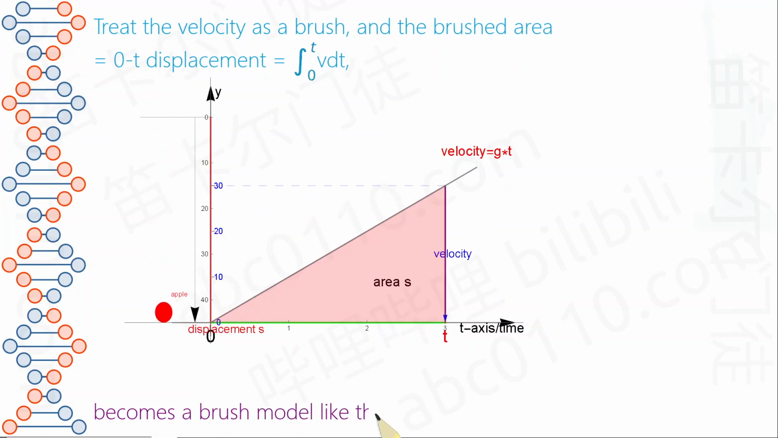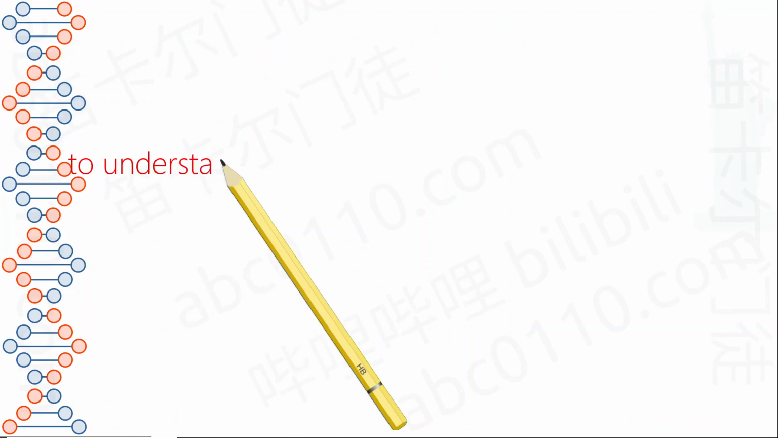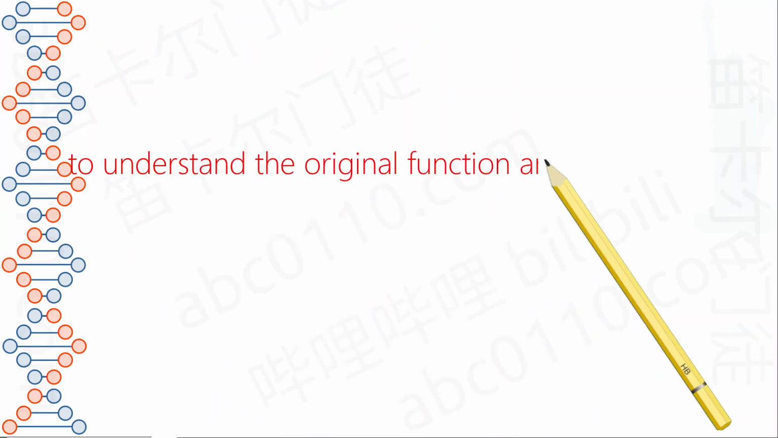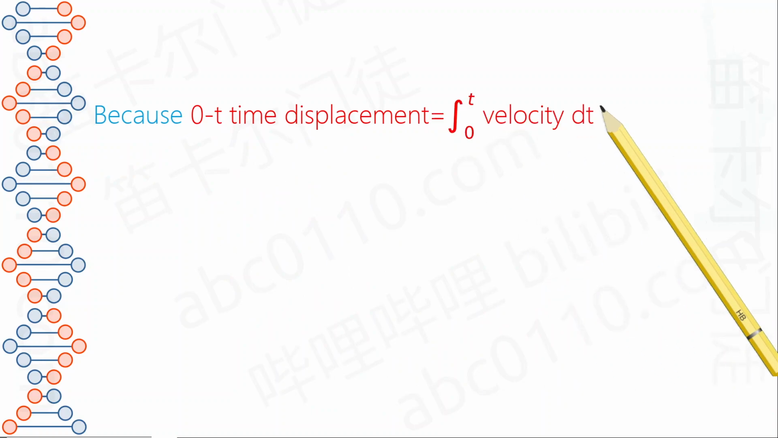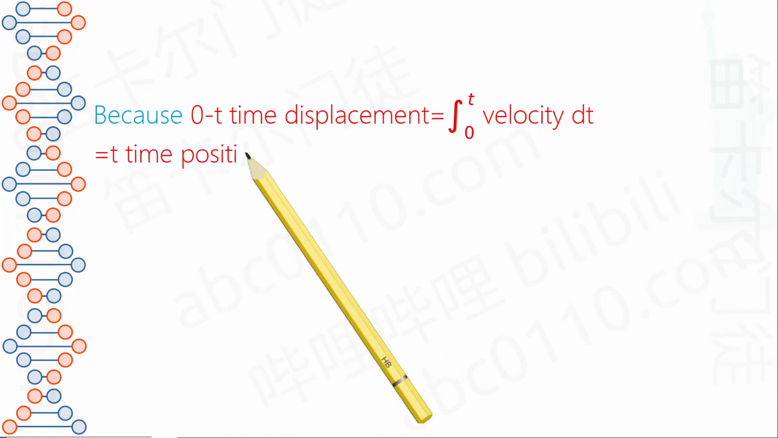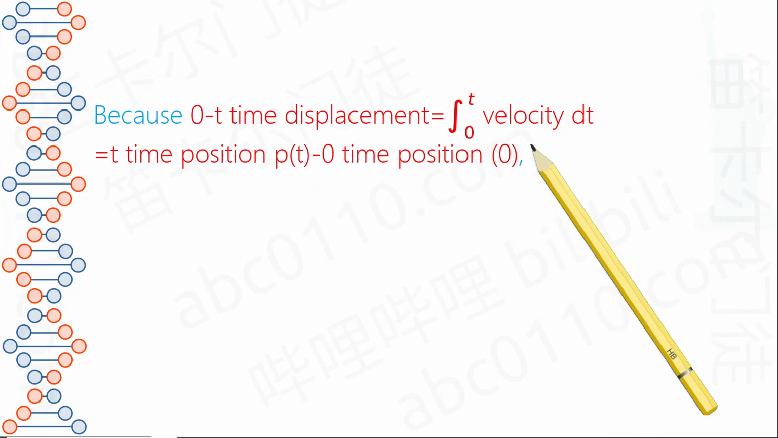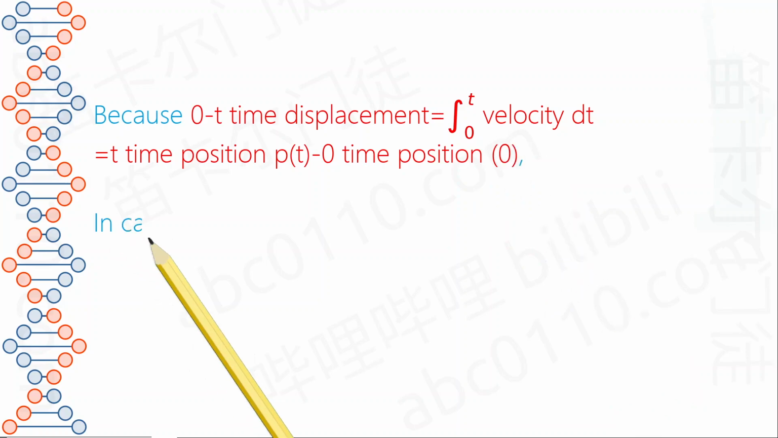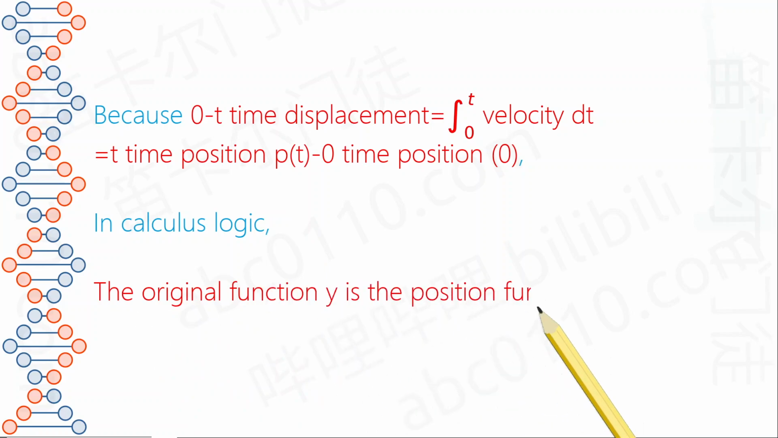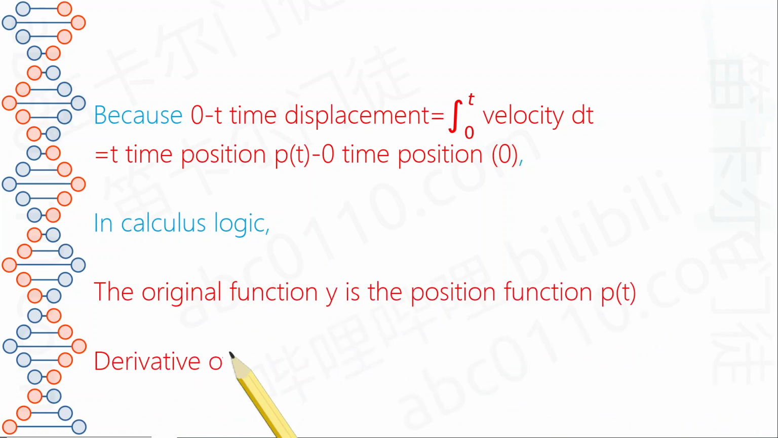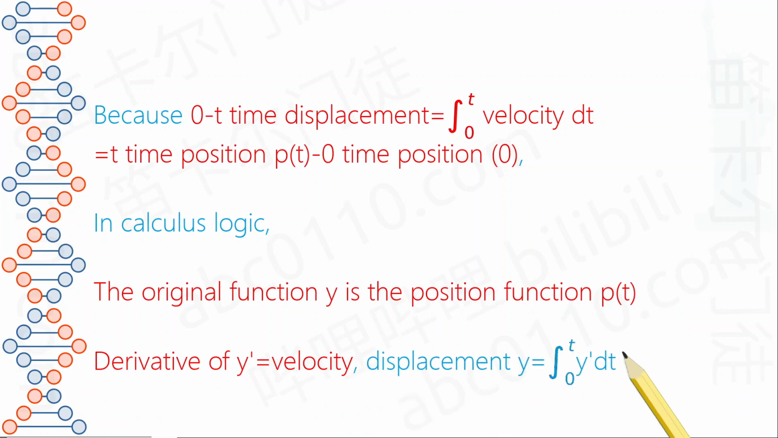It becomes a brush model like this, which makes it easier to understand the original function and derivatives. Because the 0 to t time displacement equals the integral from 0 to t of velocity dt, equals the time t position p(t) minus the time 0 position p(0). In calculus logic, the original function y is the position function p(t). The derivative of y equals velocity. Displacement y equals the integral from 0 to t of the derivative dt.